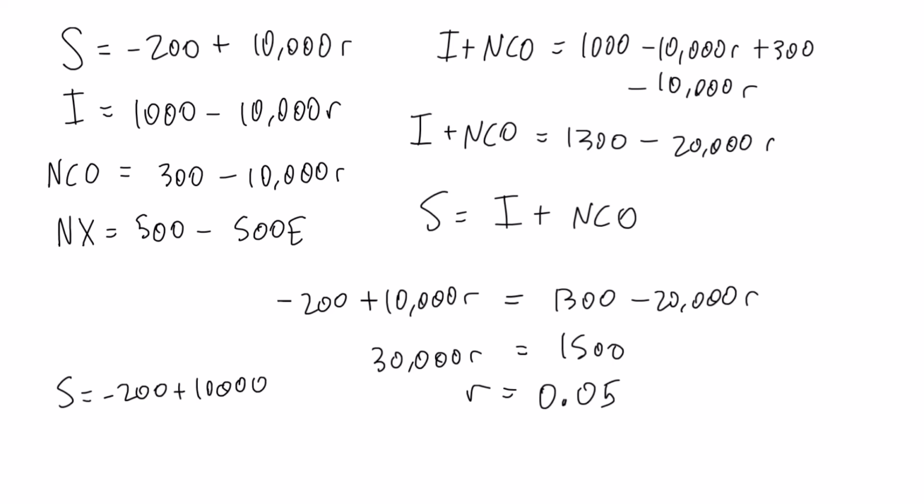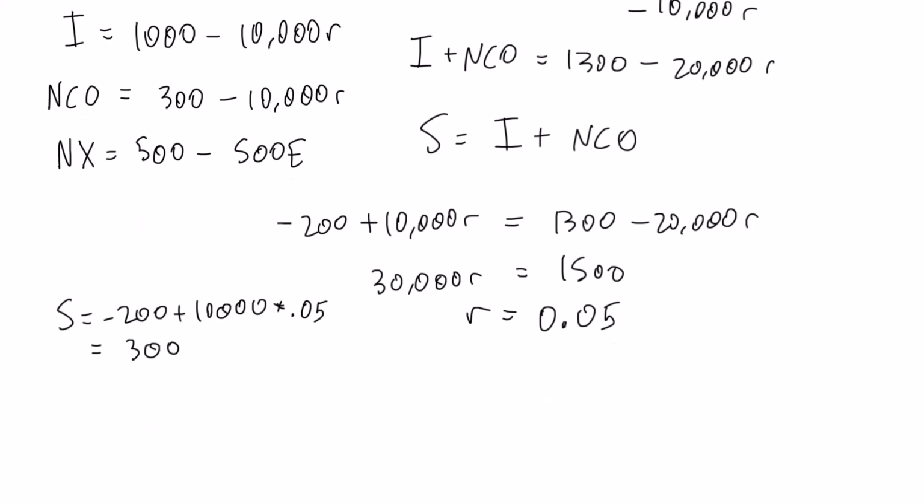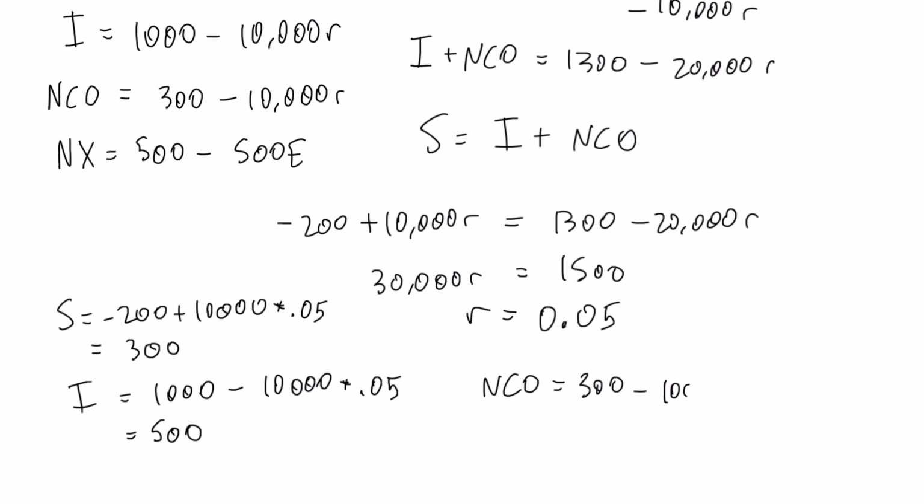From here we can plug that into all of our functions to get first S equals negative 200 plus 10,000 R, which we now know is 0.05. 10,000 times 0.05 is 500, minus 200 is 300. Domestic investment, I, is 1,000 minus 10,000 R, which we now know is 0.05. 1,000 minus 500 is 500. And finally, net capital outflow is going to be 300 minus 10,000 R, which, as before, 0.05. 300 minus 500 is negative 200.